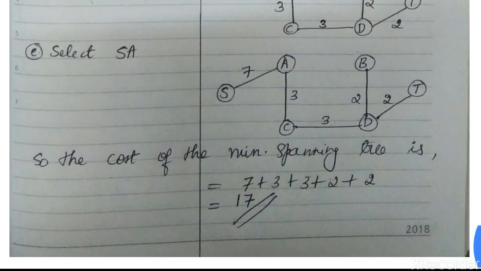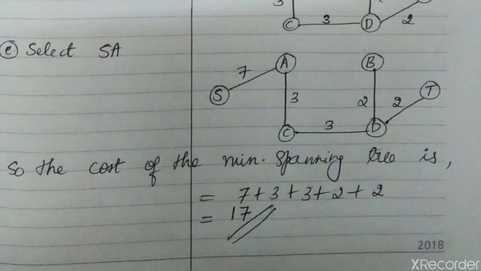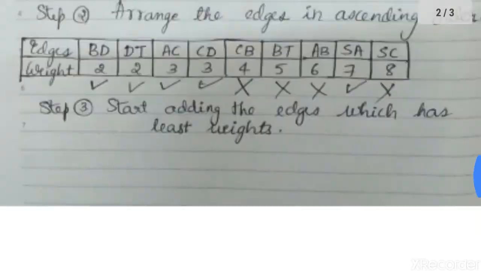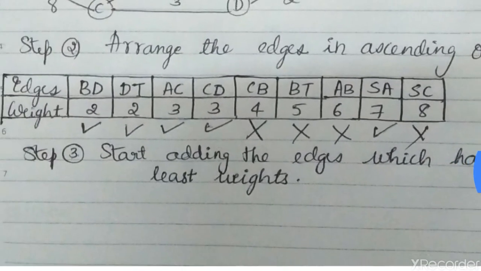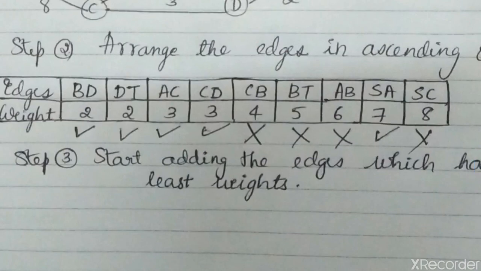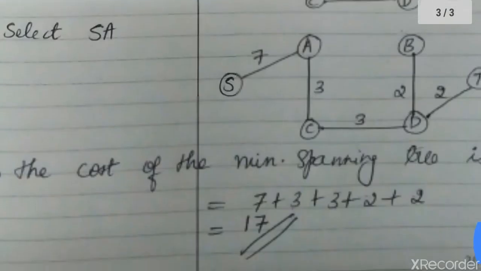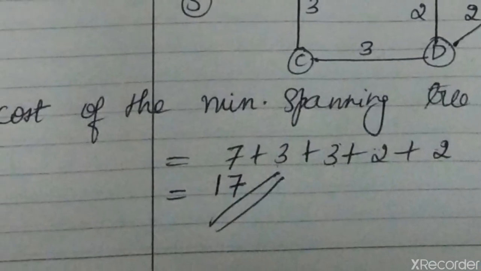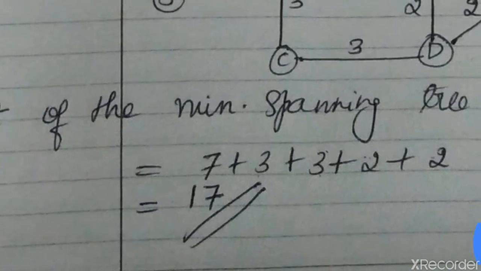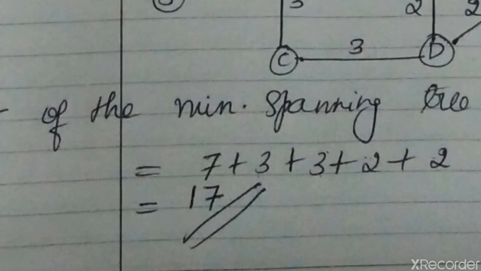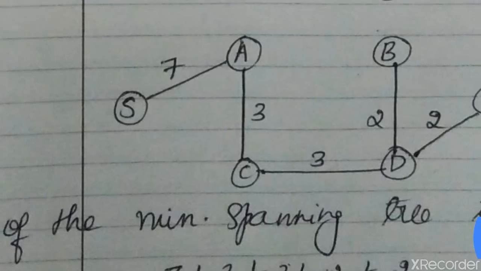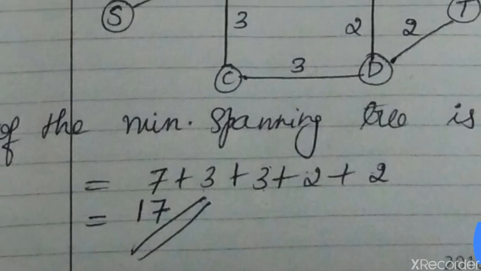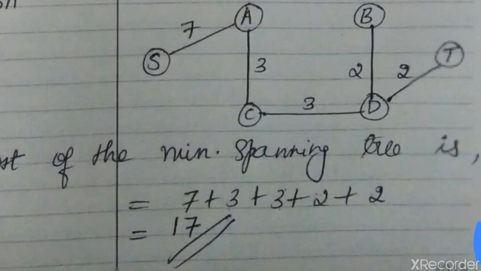Now the last step is to find the cost of that minimum spanning tree. The cost will be the sum of all the edges you have ticked. You have ticked them here in that horizontal box. You can select all the ticked weights. So it will be 7 plus 3 plus 2 plus 2 plus 7 plus 3 plus 3 plus 2 plus 2. So total 17. So the minimum cost of the given graph's spanning tree will be 17, and you have got this using Kruskal's algorithm.